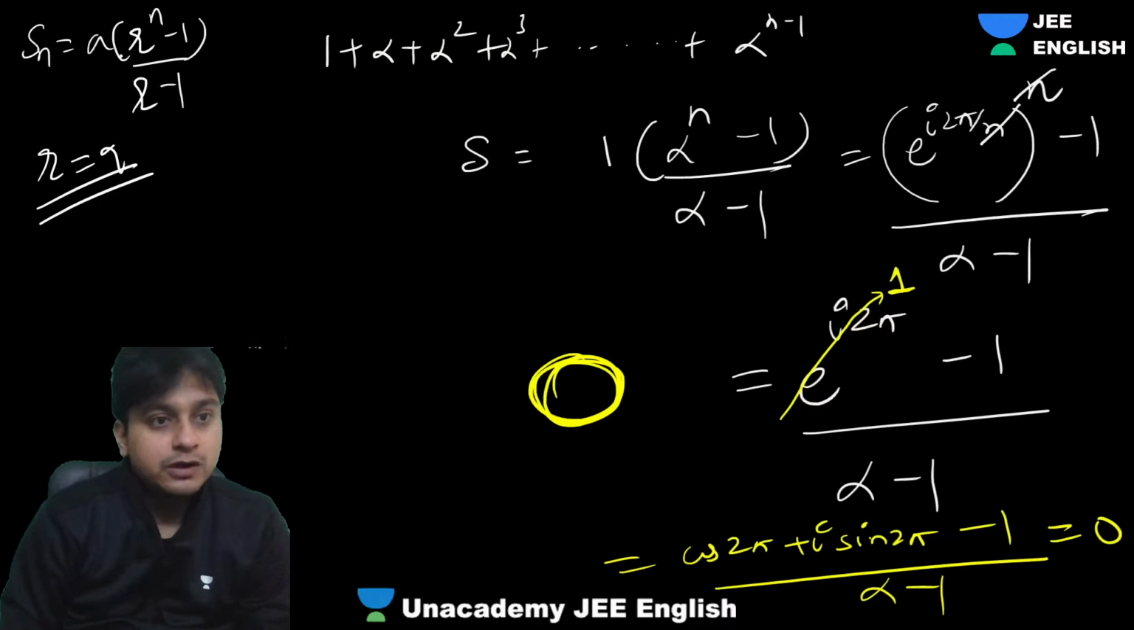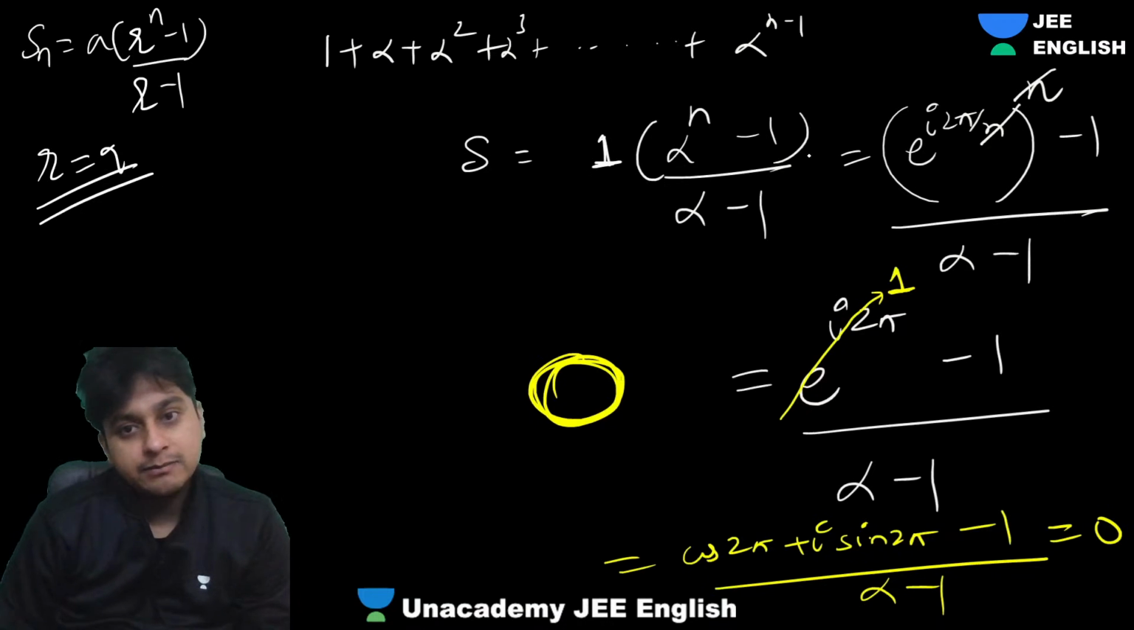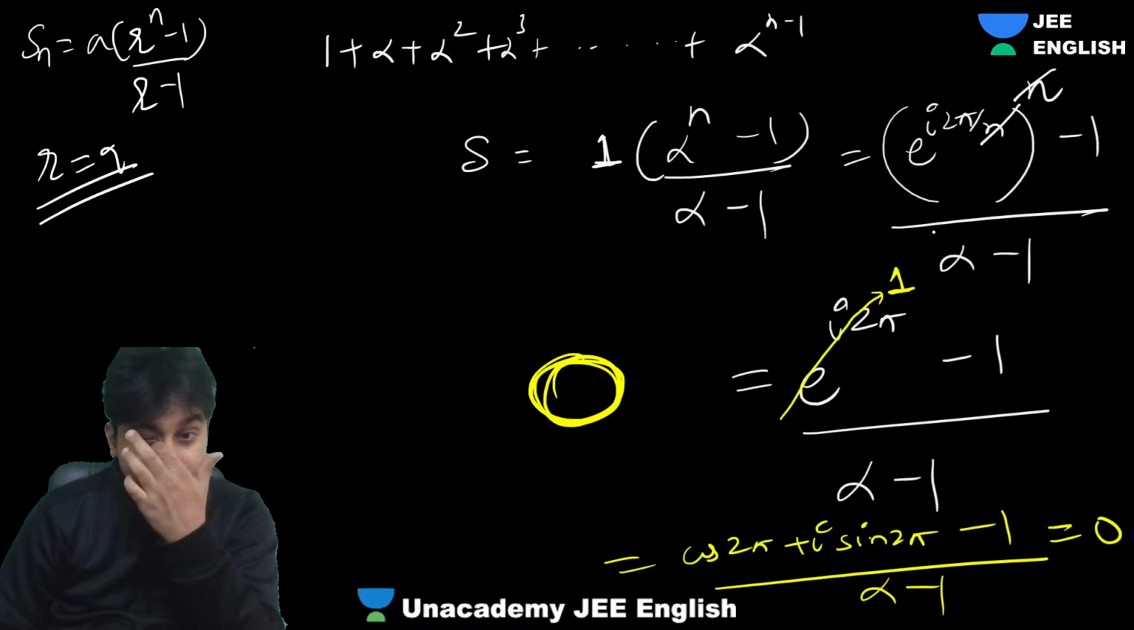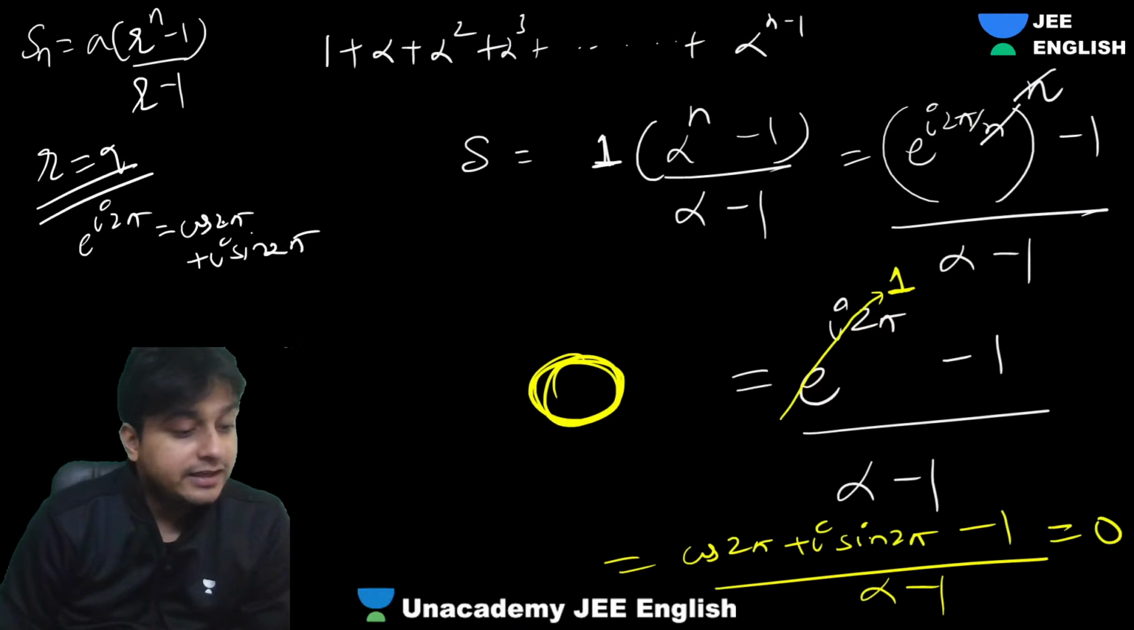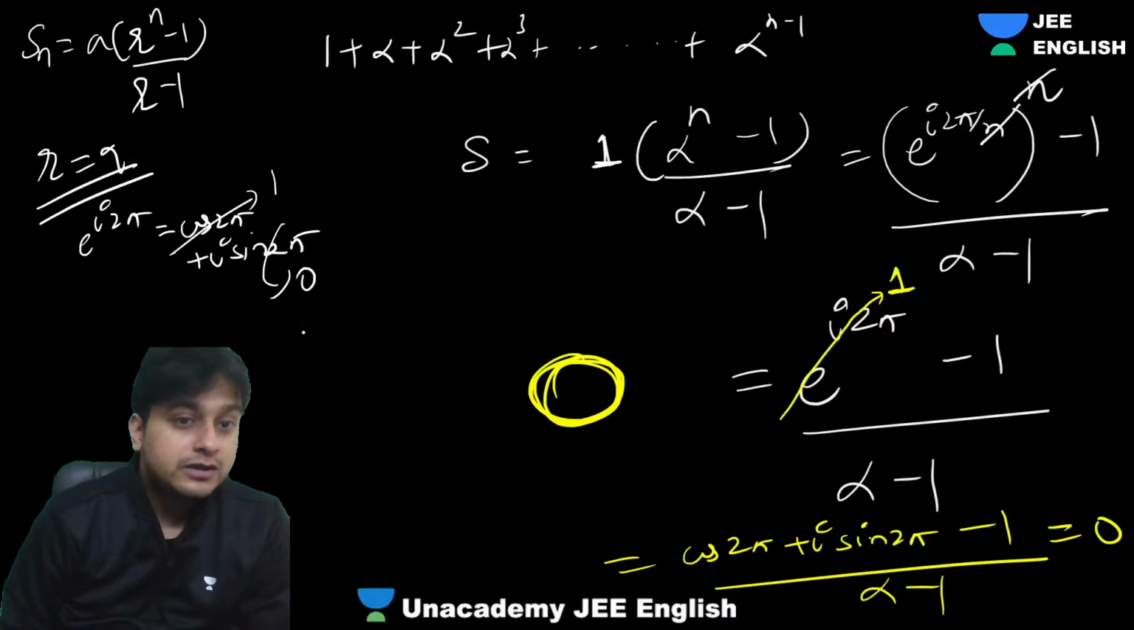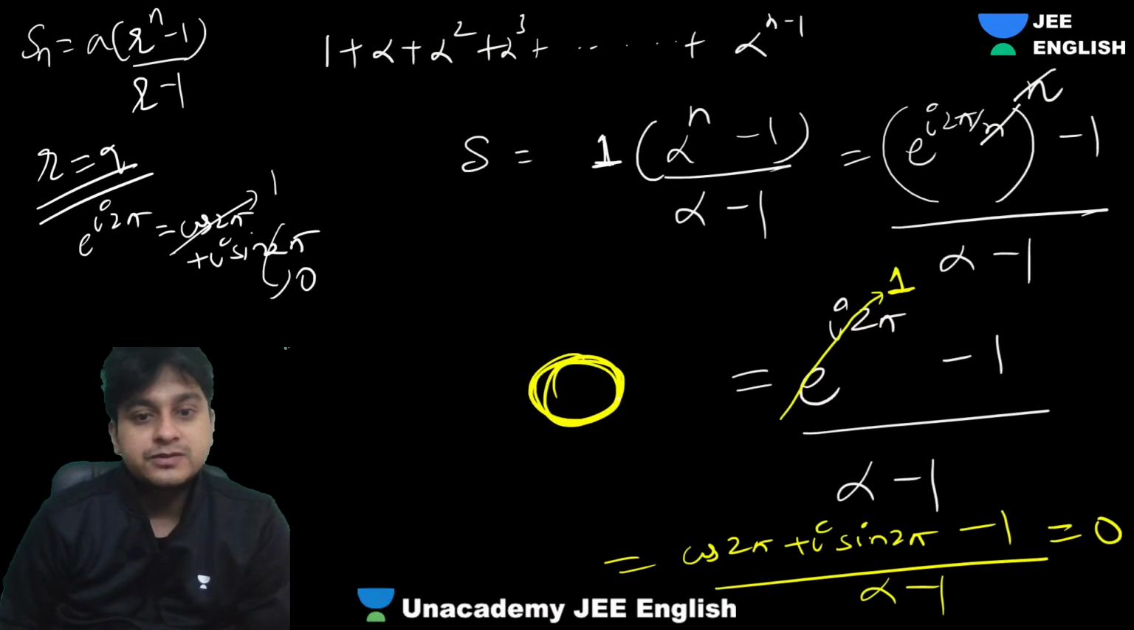So a is what? First term. First term is 1. And alpha is the common ratio. Alpha power n minus 1. So then see here, I told you alpha is e power i 2 pi by n. So n will cancel. So e power i 2 pi. e power i 2 pi means cos 2 pi plus i sin 2 pi. So what is cos 360? Cos 360 degree is 1. Sin 360 is 0. So overall the thing becomes 1. So 1 minus 1 becomes 0.